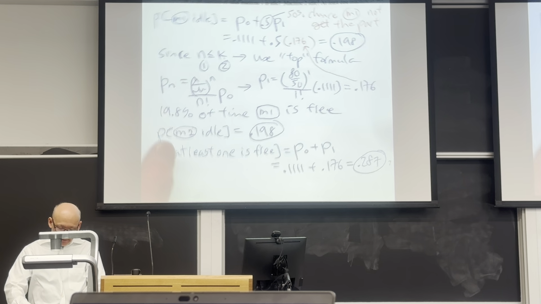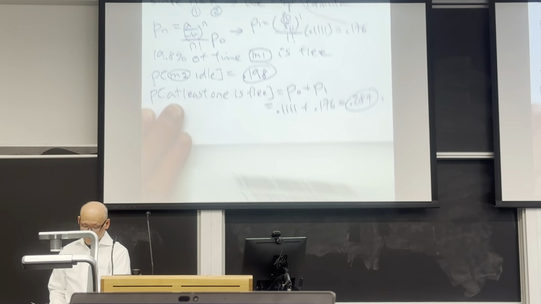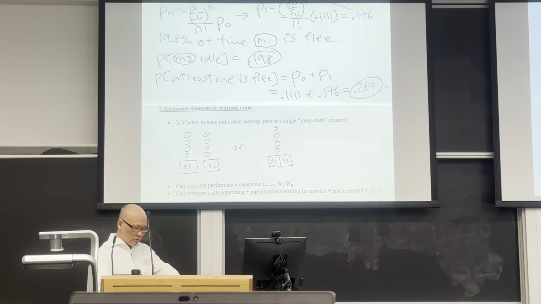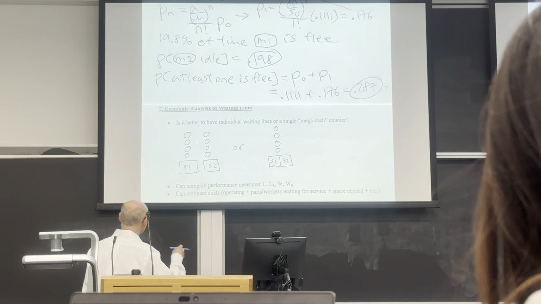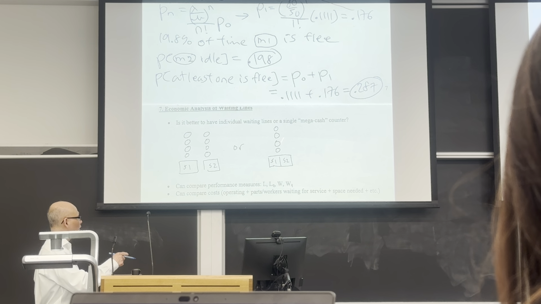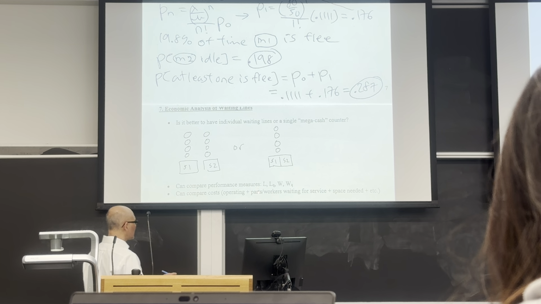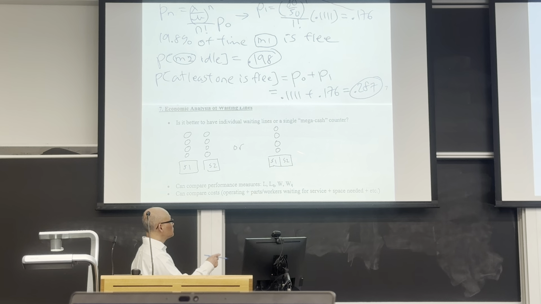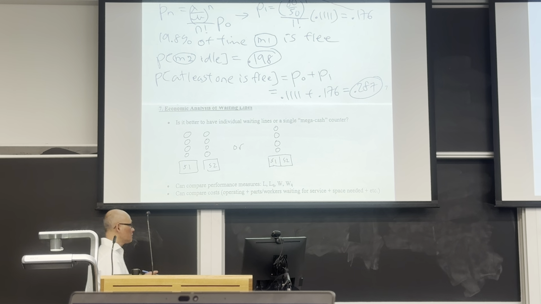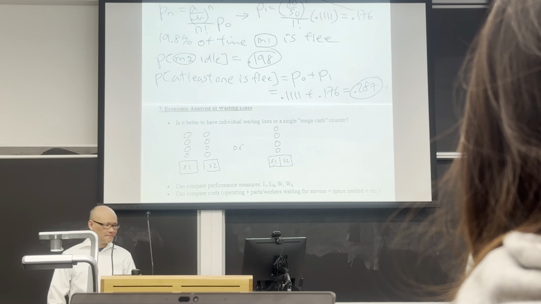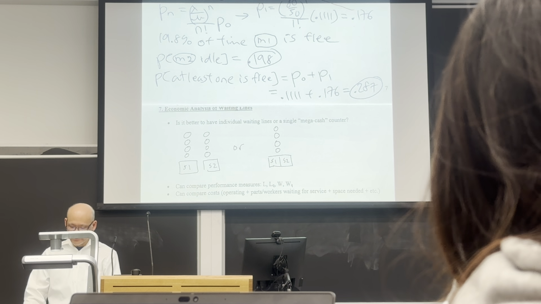Okay, next we're going to look at some economic analysis of our waiting lines. For example, is it better to have individual lineups, or should we have the so-called Walmart mega cash counter? So you can compare performance measures like L, LQ, W, WQ. You can also compare some costs: operating costs, parts, workers, waiting costs, space needed, and so on. Let's see how we can do this.